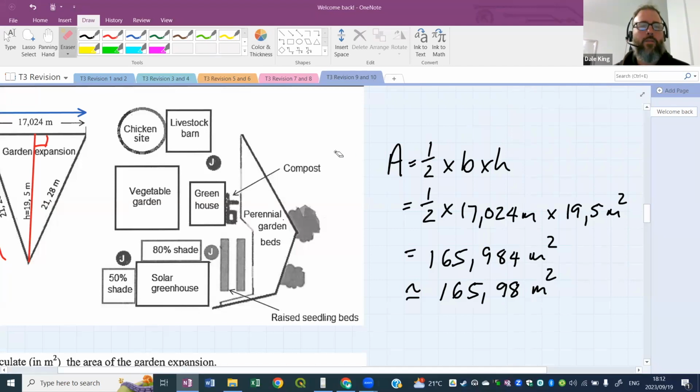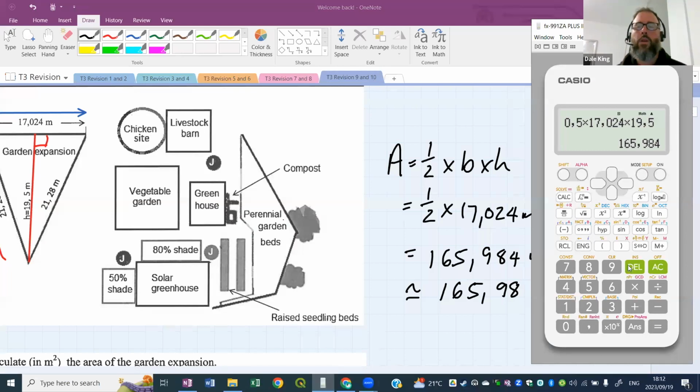Can I please ask, sir, what if instead of writing half, you just divided the base by 2, and then it gives you 8,512, and then you times that by the height? Let's try it out. Should work. So I'm going to take the half away there. And I think I can do it like this. There we go, and then divide that by 2.